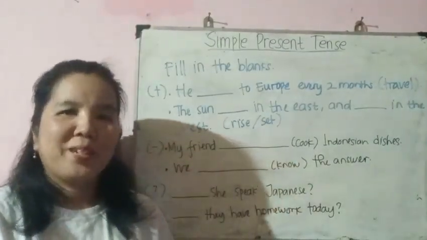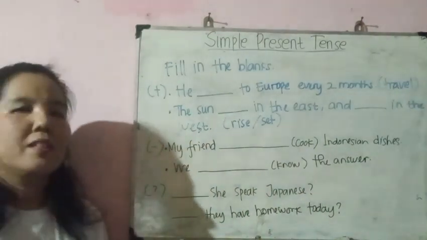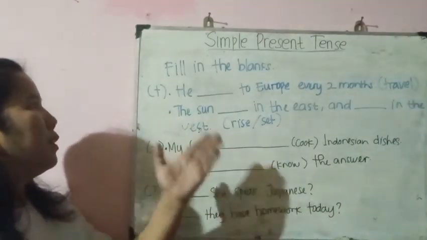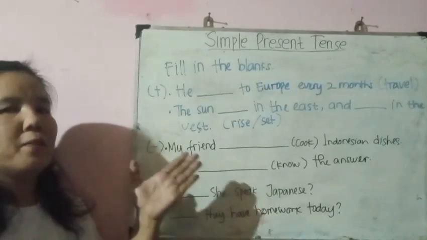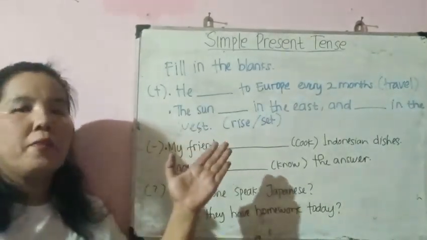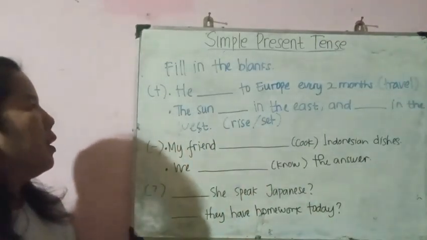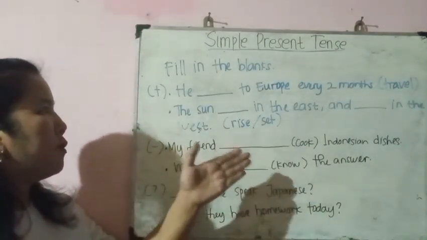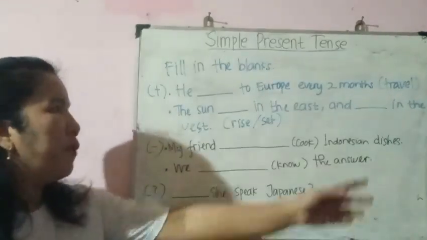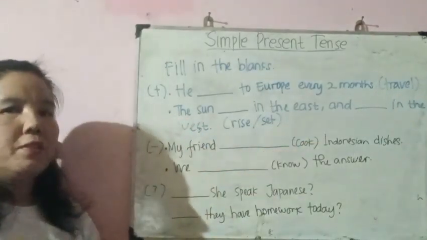It's time to practice. Look at the word. We have exercises here. Fill in the blanks. In the positive sentences, use the correct form of the verb in brackets. Okay, number one, he to Europe every 2 months. We have the verb travel. How do you form the verb?